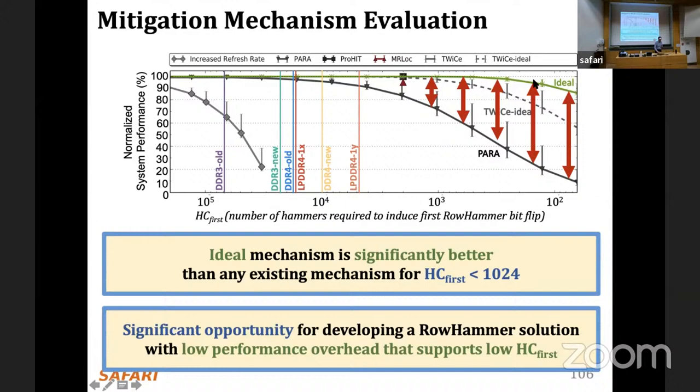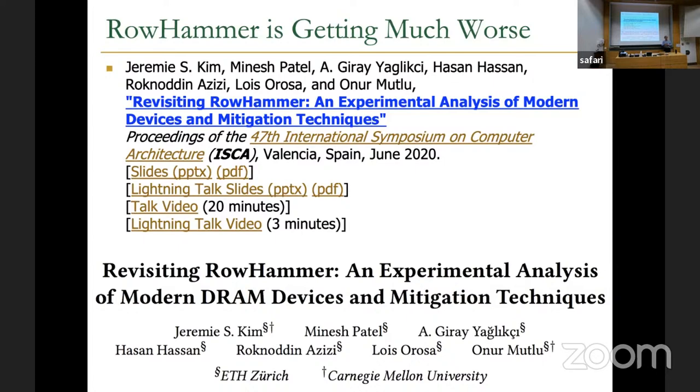So this paper also inspired a lot of solutions going forward. A lot of people started looking into RowHammer and tried to solve the problem based on these results. So, that's the work. It's good to revisit it after 8 years, as you can see.